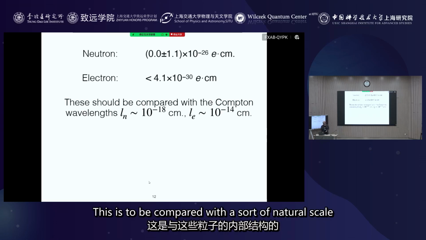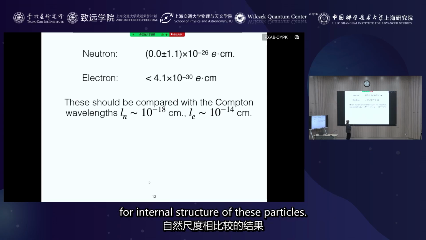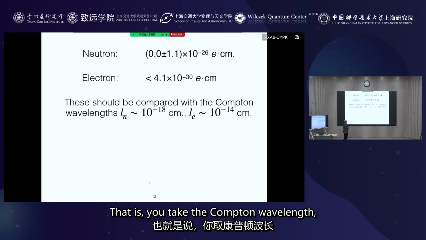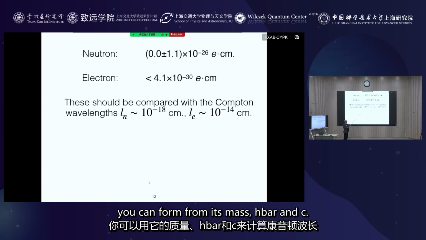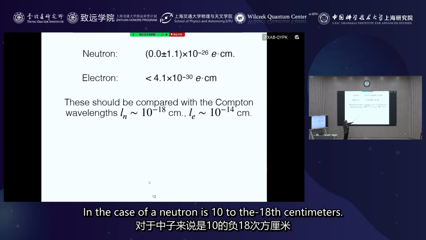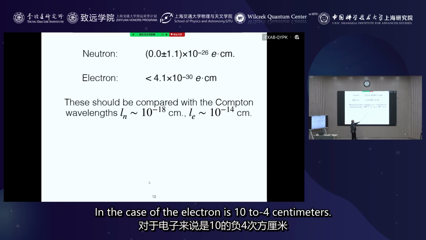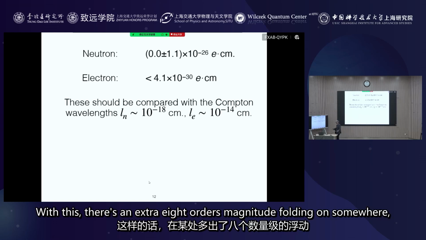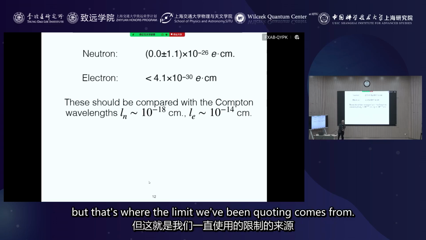This is to be compared with a natural scale for internal structure of these particles. That is, you take the Compton wavelength, the length you can form from its mass, h bar and c, and in the case of a neutron, it's 10 to the minus 14 centimeters. In the case of the electron, it's 10 to the minus 11 centimeters. And the limit of 10 to the minus 10 on theta is basically comparing this to this. There's an extra 8 orders of magnitude floating around somewhere, 2 orders of magnitude floating around somewhere, but that's where the limit we've been quoting comes from.